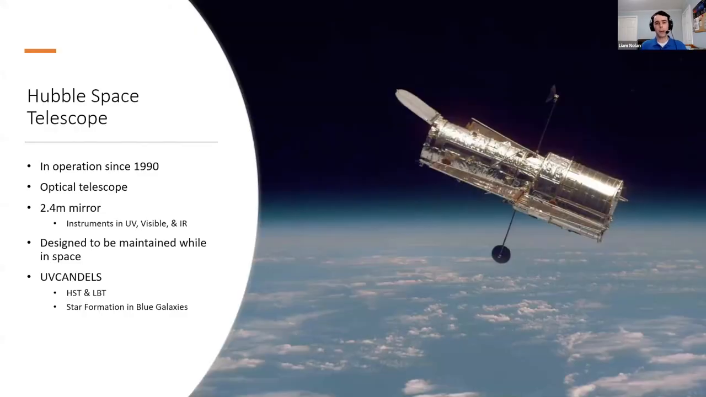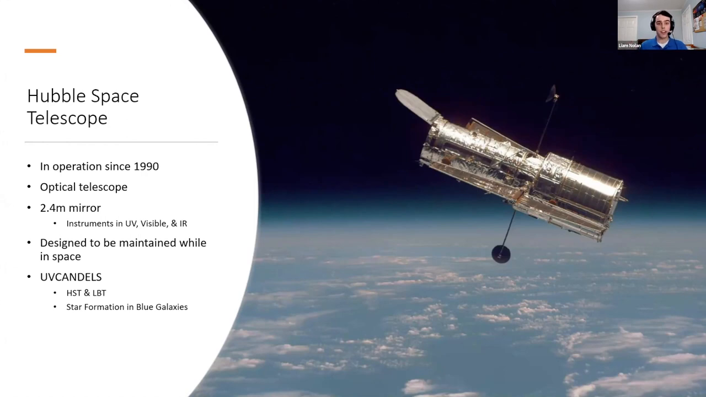So some of you might be wondering, what is the Hubble Space Telescope? Well, it's a really big telescope that's up in space. Shocker. It's been in operation since 1990, and it's essentially just the same sort of telescope that you'd have on Earth, and it uses the same kind of wavelengths that we use for light with our eyes. So we call that the optical.